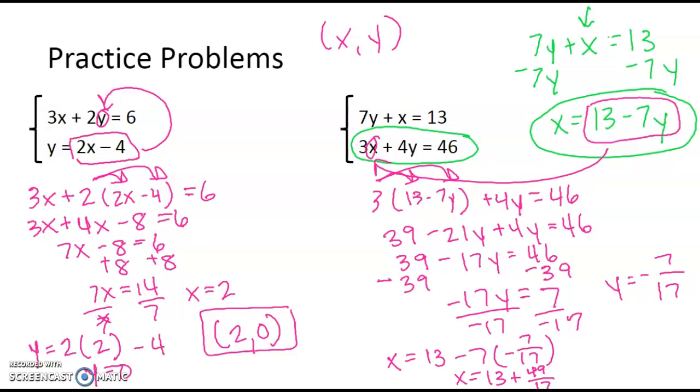Let's see, 13, let's make this common denominator. So that would be x equals 221 over 17 plus 49 over 17. And x would equal 270 over 17. So our final answer would be the ordered pair (270/17, -7/17).